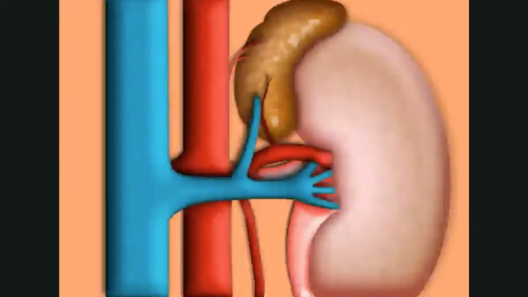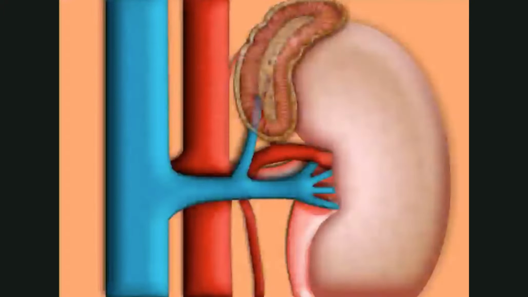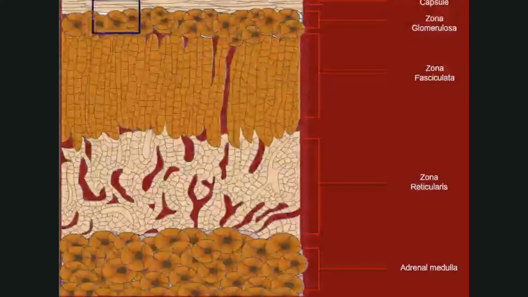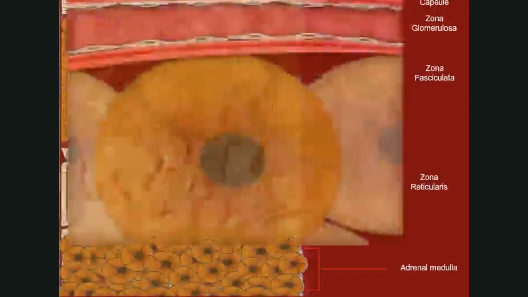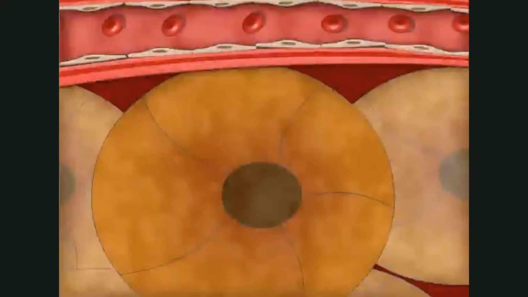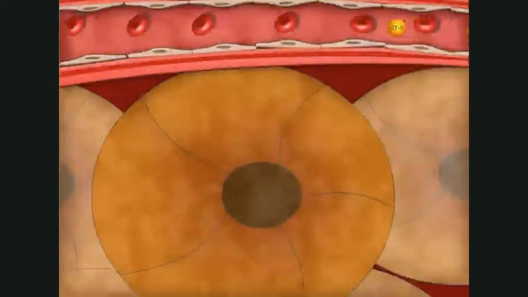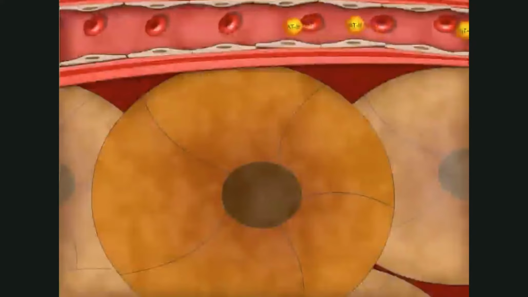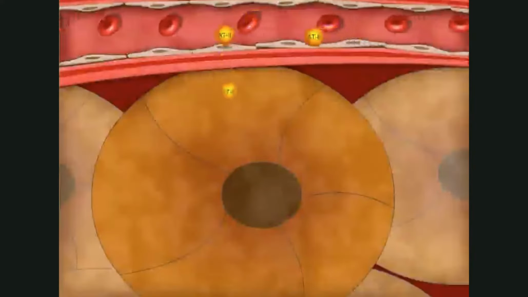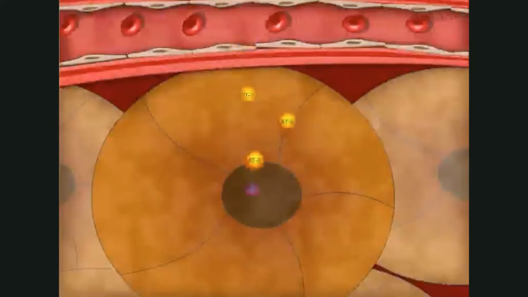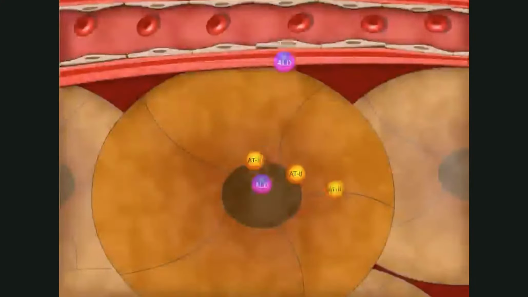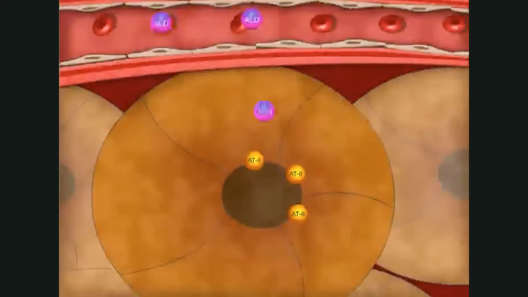We will now review the action of angiotensin 2 on the adrenal gland. Let's zoom in on the adrenal gland and look more closely at the zona glomerulosa. Angiotensin 2 travels through the circulation to the zona glomerulosa. Here, it stimulates the synthesis and the release of aldosterone.